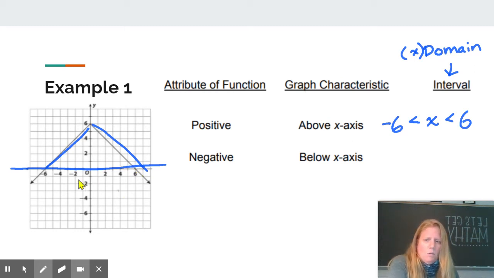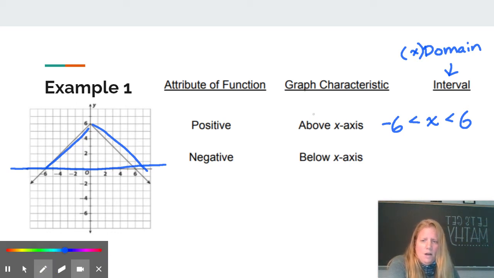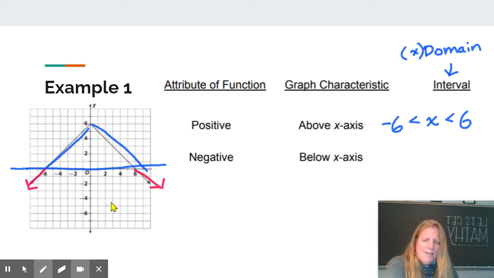Now negative is where it's below the x-axis. So I'm going to do this in a different color to distinguish. So if we look at this, this is where the function is negative because it's below the x-axis over here and below the x-axis over here. So we're going to get into a little bit of new notation for you. We are going to be using the union symbol because the domain, I got arrows, right? So it's going to go from -infinity to -6, but then there's this break.